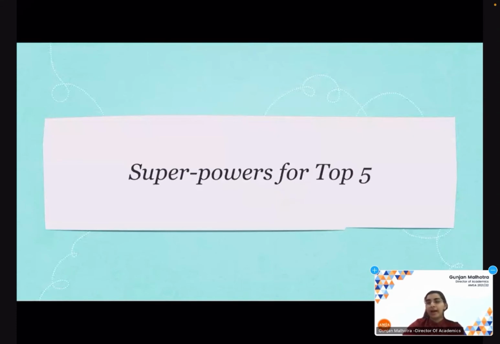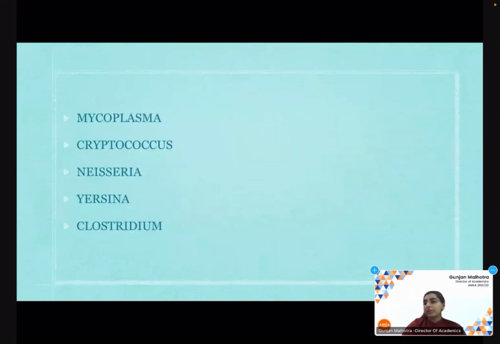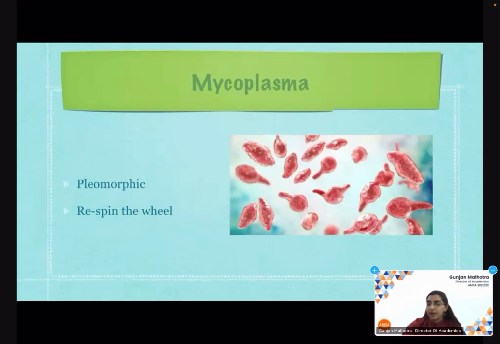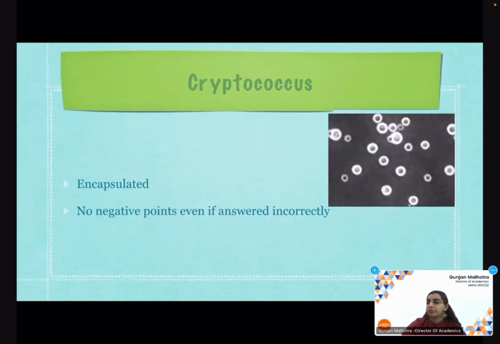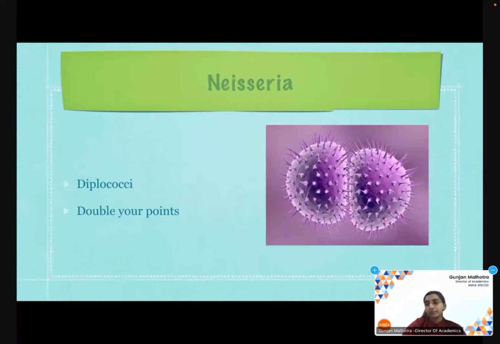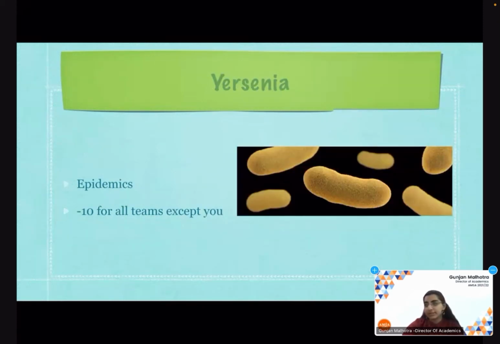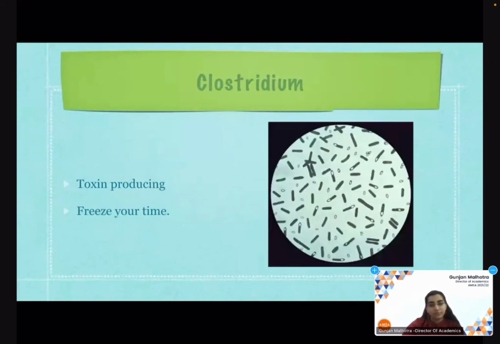So here it is. Superpowers for top 5, actually for top 6. Mycoplasma, Cryptococcus, Neisseria, Yersinia, Clostridium. Mycoplasma, pleomorphic, respin the wheel. Then we have Cryptococcus, encapsulated, no negative points even if answered incorrectly. Neisseria, diplococci, double your points. Yersinia, epidemics, -10 for all except you. Clostridium, toxin producing, hence freeze your time.